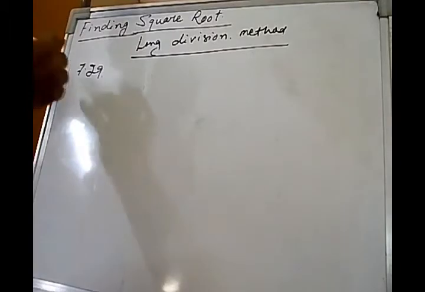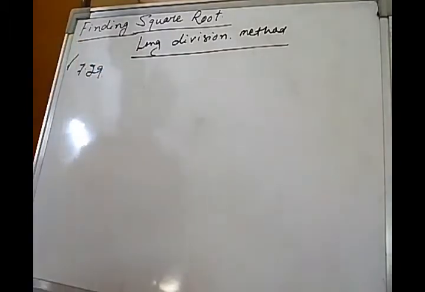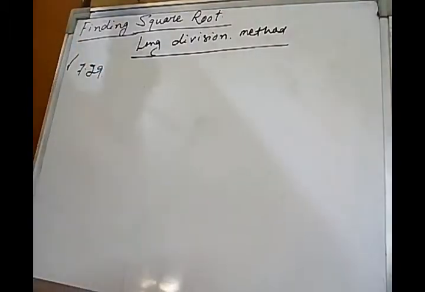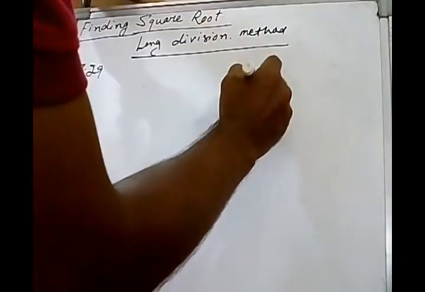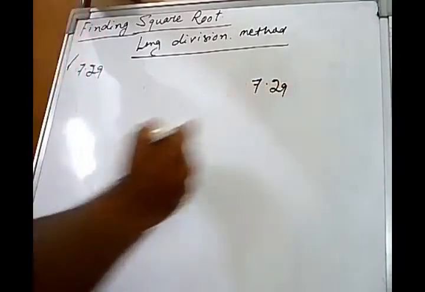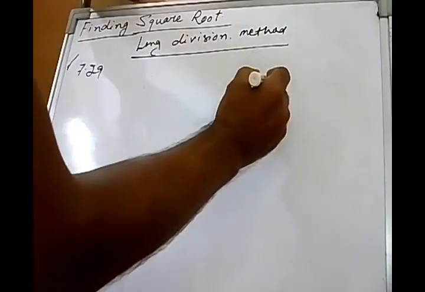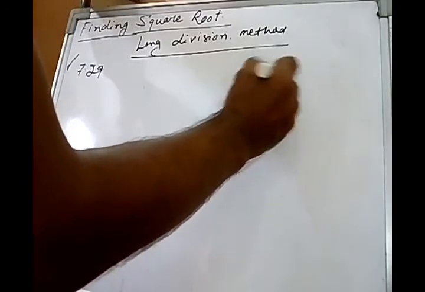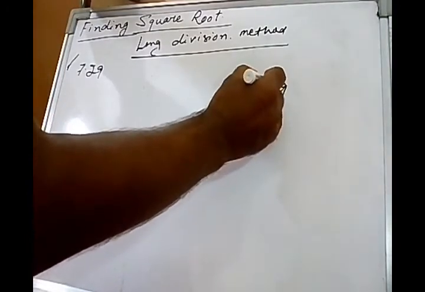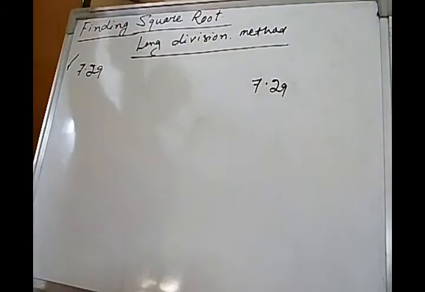Here is another example, I am taking 7.29. 7.29 is a decimal number. Here a decimal number also can be done by the long division method. So here 7.29. While pairing we have to go from left to right after the decimal point and right to left before the decimal point.